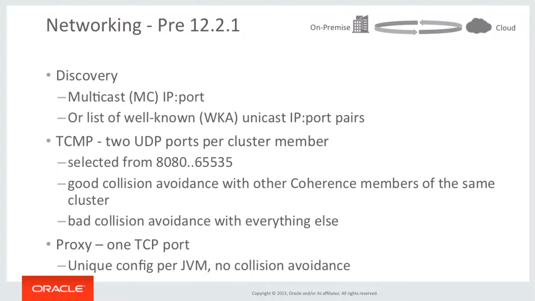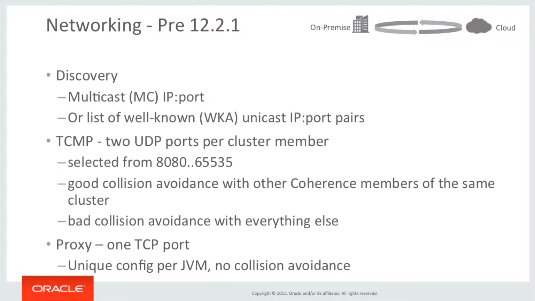Also, in older releases, each coherence cluster member, each process, would use two UDP ports to talk to other cluster members. And those ports were selected from a range starting by default at 8080 and moving all the way up to 65535. The way that worked, we tried to bind to port 8080, and if we failed to bind to it, we tried to bind to port 8081. Once we successfully bound to one port, we continued this process to bind to our second port. Why did we use two ports? Well, it was one for send, one for receive, and we found that on certain OSs we actually got performance gains from that with UDP sockets.